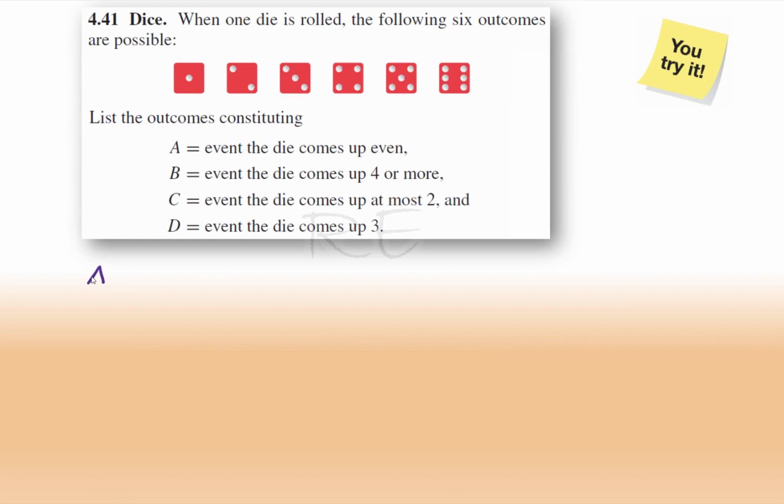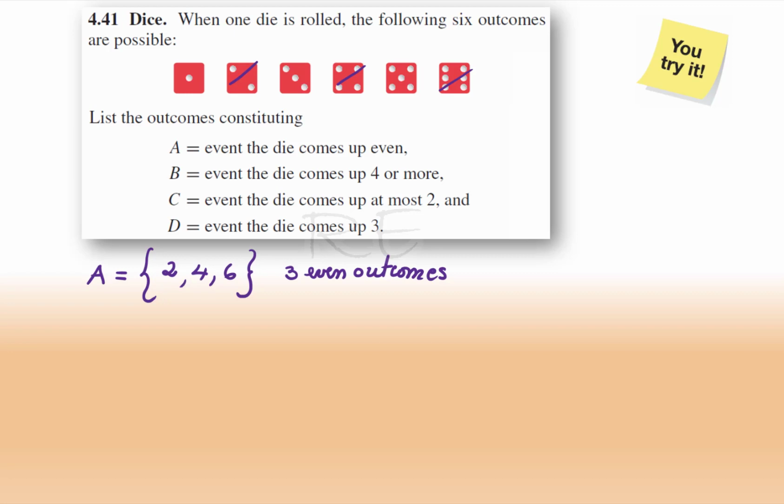6 outcomes are possible if we roll a die. Now, let's look at the event A that the die comes up even. Sample space: 2, 4, 6. 3 outcomes. Let's look at B.